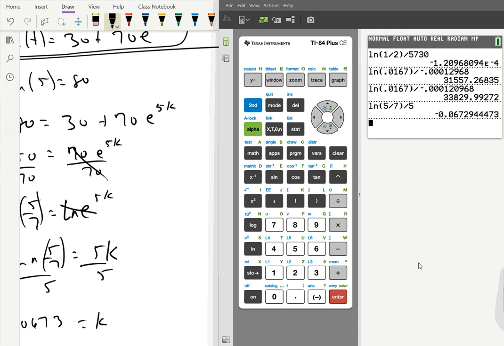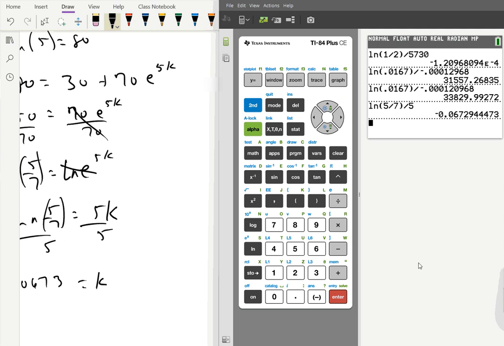We divide both sides by 70. 70's cancel, so 20 over 70 reduces to 2/7. E to negative 0.0673 T. Natural log both sides, those cancel. We'll end up dividing by the negative 0.0673. And that will tell us our T.